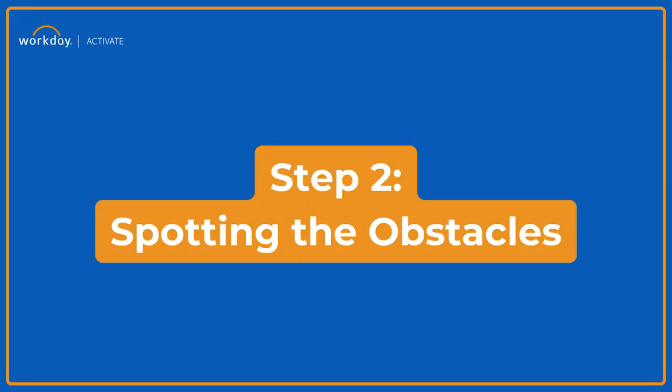So, Einstein once said that if I had to solve a problem, I would spend 55 minutes defining the problem and 5 minutes thinking about solutions. This is such a powerful concept: problem definition is probably the most important step in the creative process. If you remember the diagram that I shared in the first instruction video, we are now moving on to step two, spotting the obstacles.